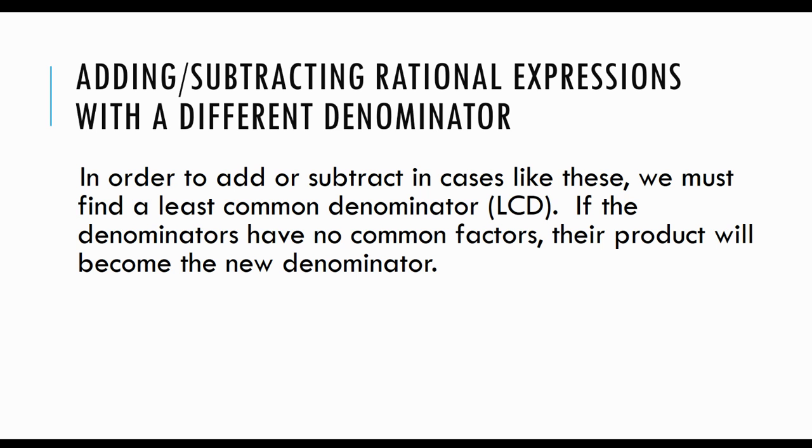All right, let's talk about adding and subtracting with different denominators. So in order to add or subtract, we need to have a least common denominator. So if the denominators have no common factors, then their product becomes the new denominator. Okay, so remember products, multiplication. So in the past, when we had a fraction where maybe one denominator was 3 and one denominator was 2, we multiplied them together. 6 was that LCD. So same idea, but now we're just dealing with polynomials as our denominators.